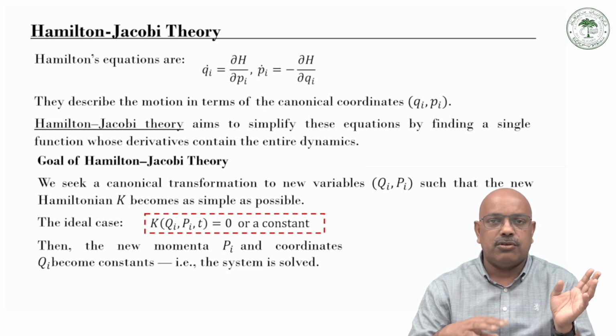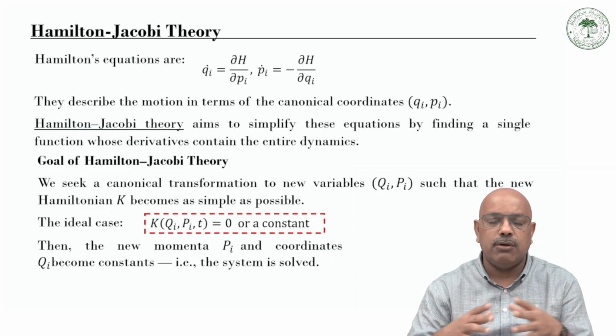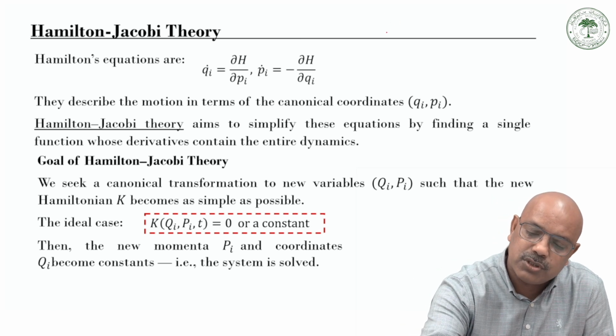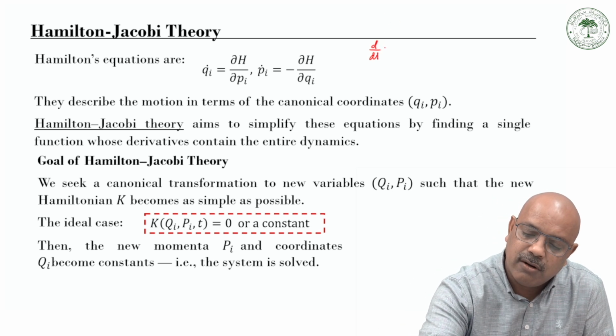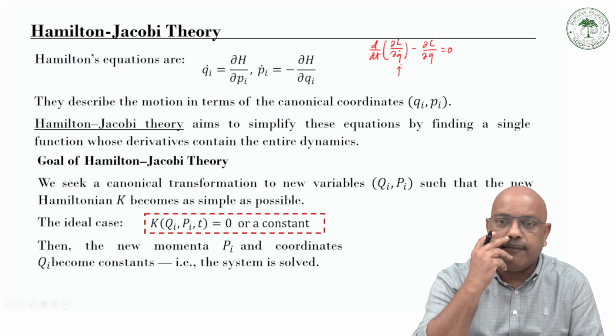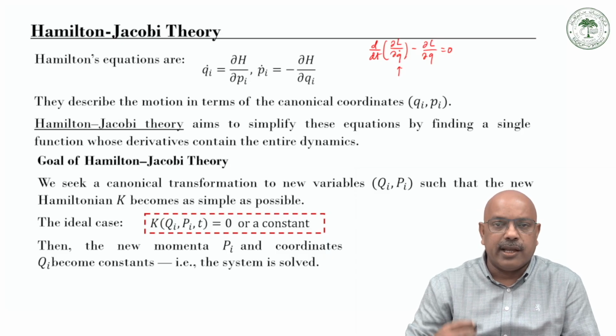In the Lagrangian formalism you have n second order differential equations, because the Lagrangian equations of motion are d/dt of ∂L/∂q dot minus ∂L/∂q equal to 0. From here you have second order differential equations, and their number is n, depending on the number of generalized coordinates the Lagrangian depends on.